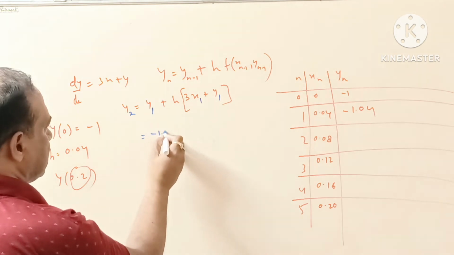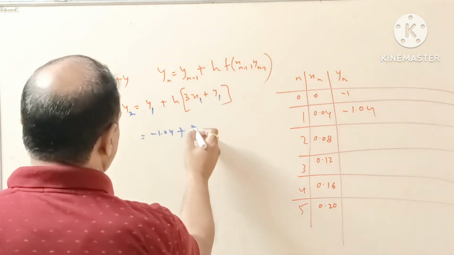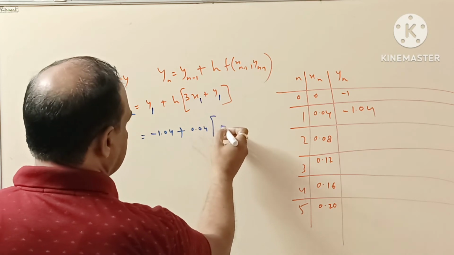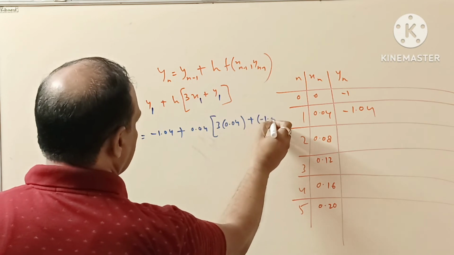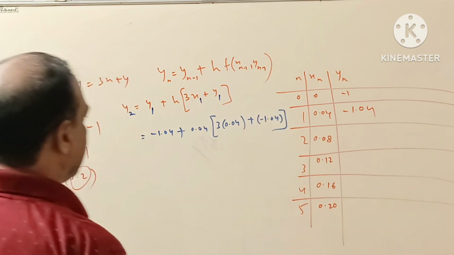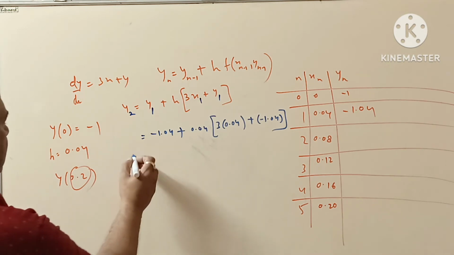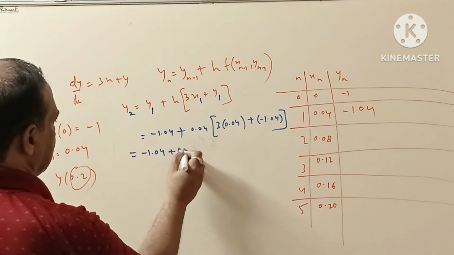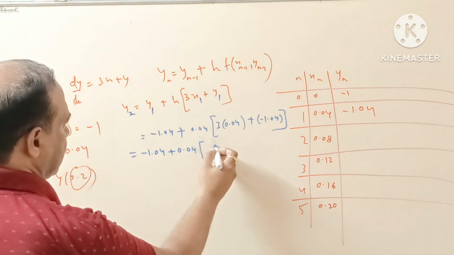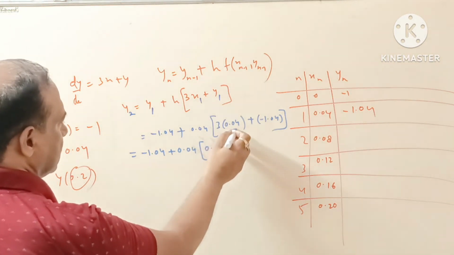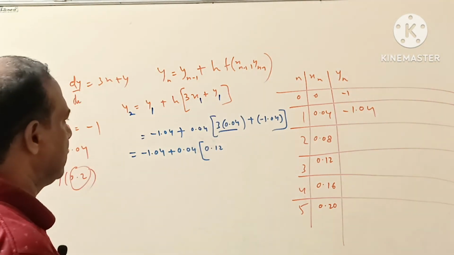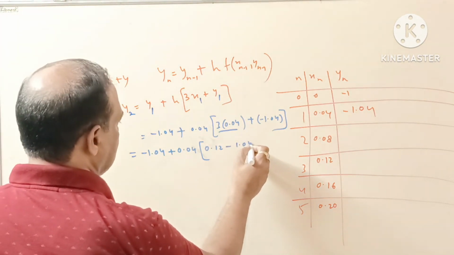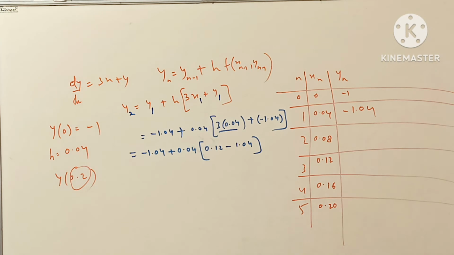The value of y1 is minus 1.04. The value of h is 0.04. This is 3 times x1, 3 times 0.04, and minus 1.04. Now here this is minus 1.04 plus 0.04 times 0.12. If you multiply 0.04 by 3, it will be 0.12, and this is minus 1.04. Now I will use the GDC with me.